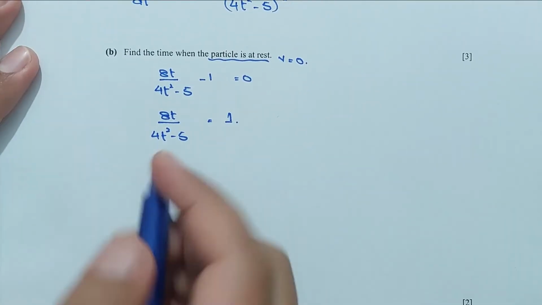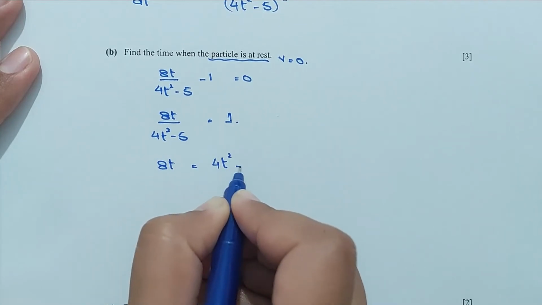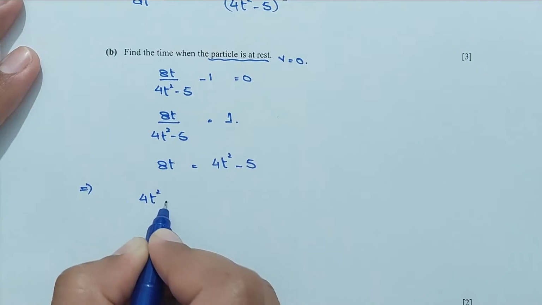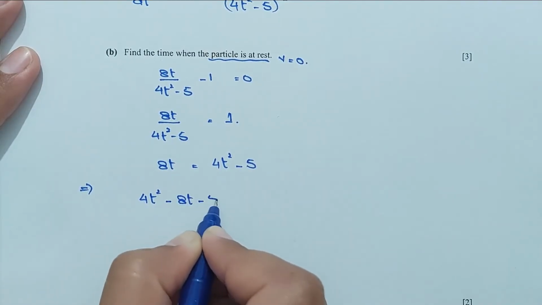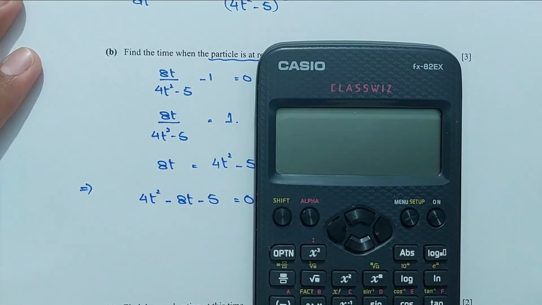Now let me do the cross multiplication. So 8t equals 4t square minus 5, or we can say 4t square minus 8t minus 5 equals 0, right? I just shifted this 8t to the other side. Now it's a quadratic equation in the variable t. So let me factorize this. 4 times 5 is 20.